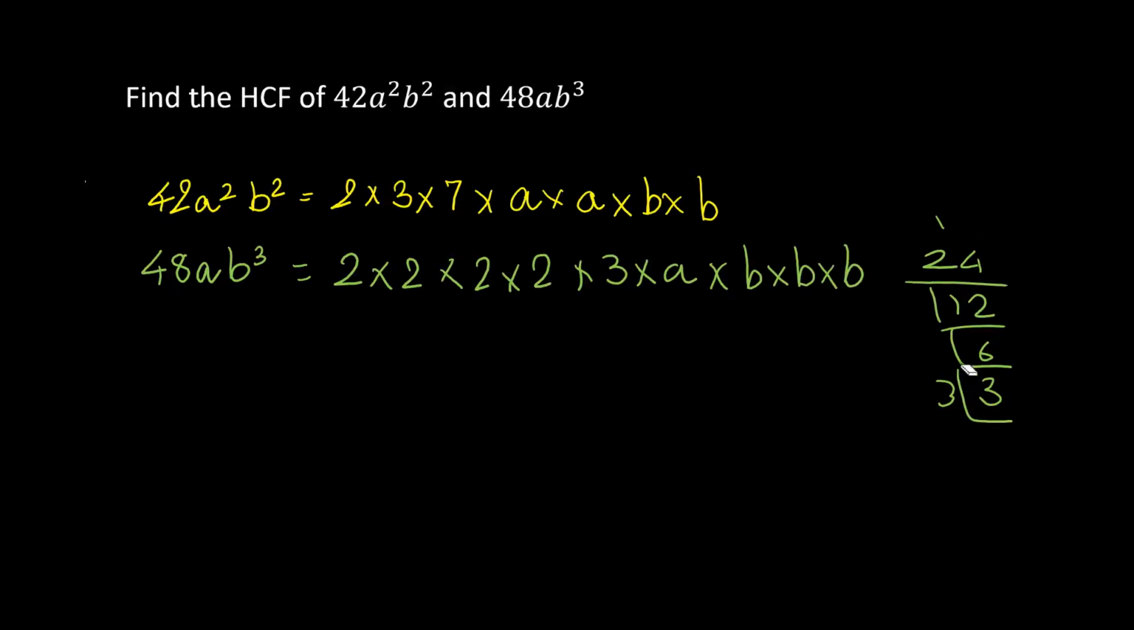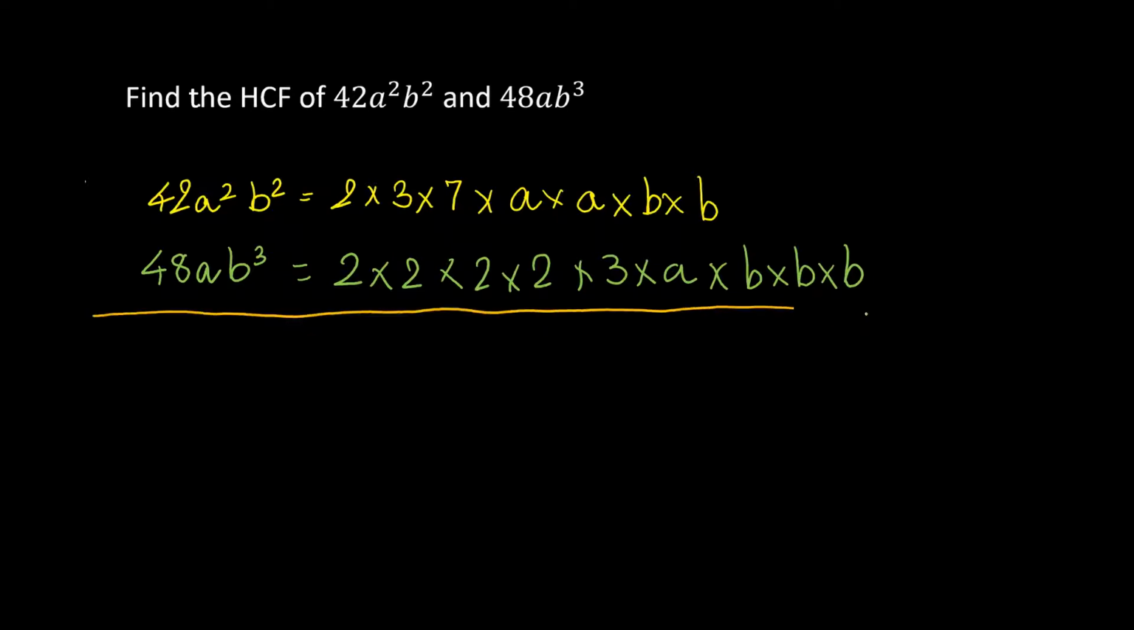Now if you remember, to find the HCF of any two numbers, we only have to look at the ones which are common in them. So the common things we can see here in 42a square b square and 48ab cube is there's a 2 here, right? And there's a 2 here. So for the HCF, we're going to write the 2 down because there's a 2 common. And if you notice, there's another 3 common as well. So into 3, and the a is also common.